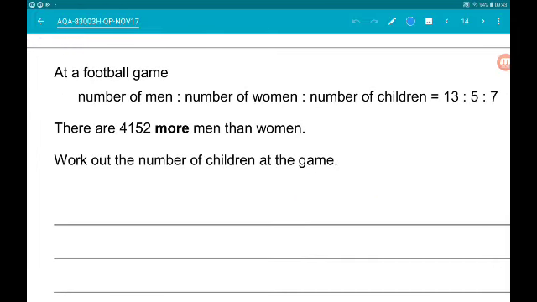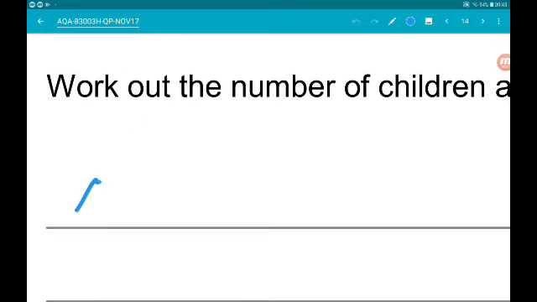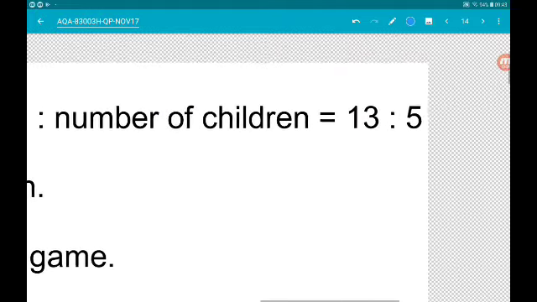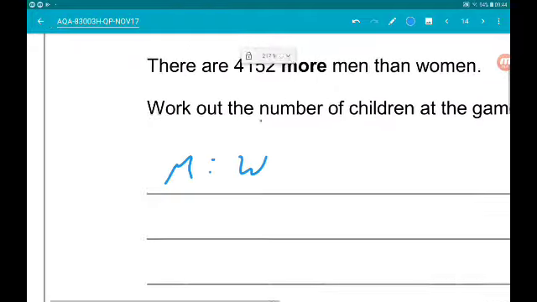Okay, next up, at a football match, the number of men to the number of women to the number of children is 13 to 5 to 7. There are 4,152 more men than women. Work out the number of children. Okay, so what we need to do, first of all, let's just focus on the men and women part of the ratio. So it's 13 to 5.